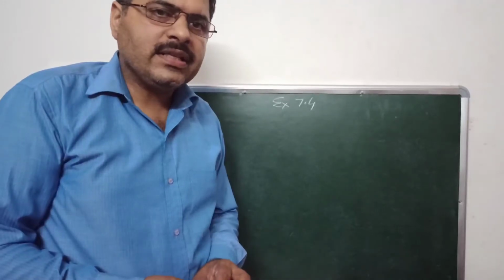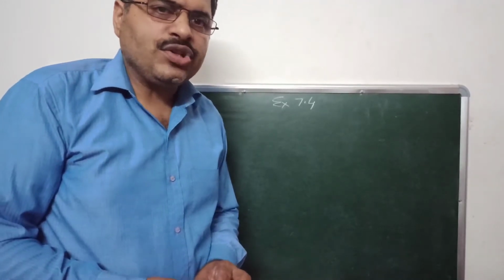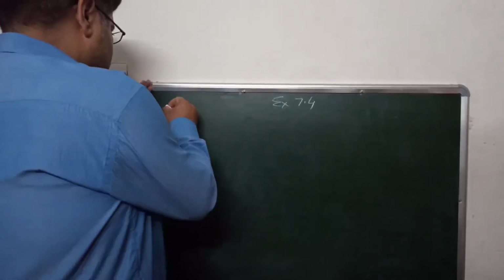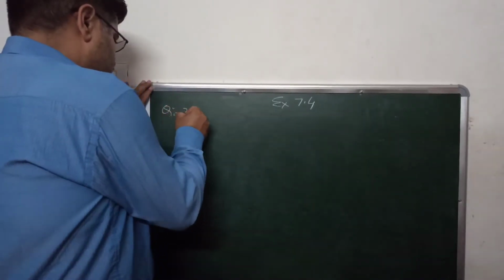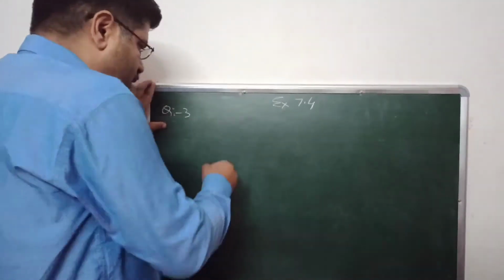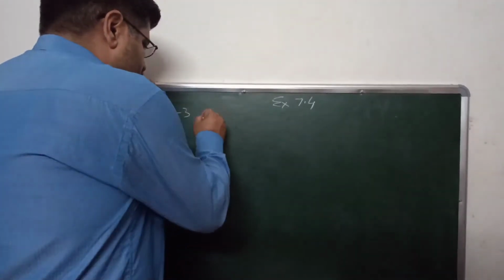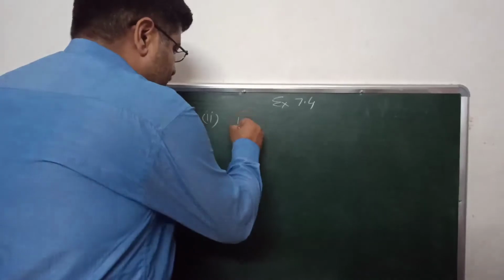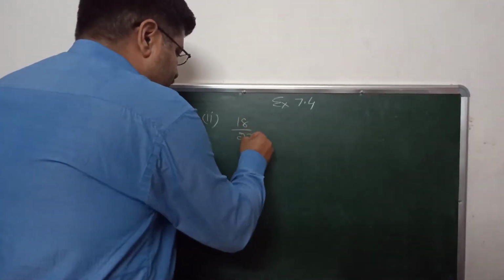Hello students, let us do exercise 7.4 and question number 3. Question number 3 is of lowest form. So we have to convert in the lowest form. So let us do second part of the question, that is 18 upon 27.